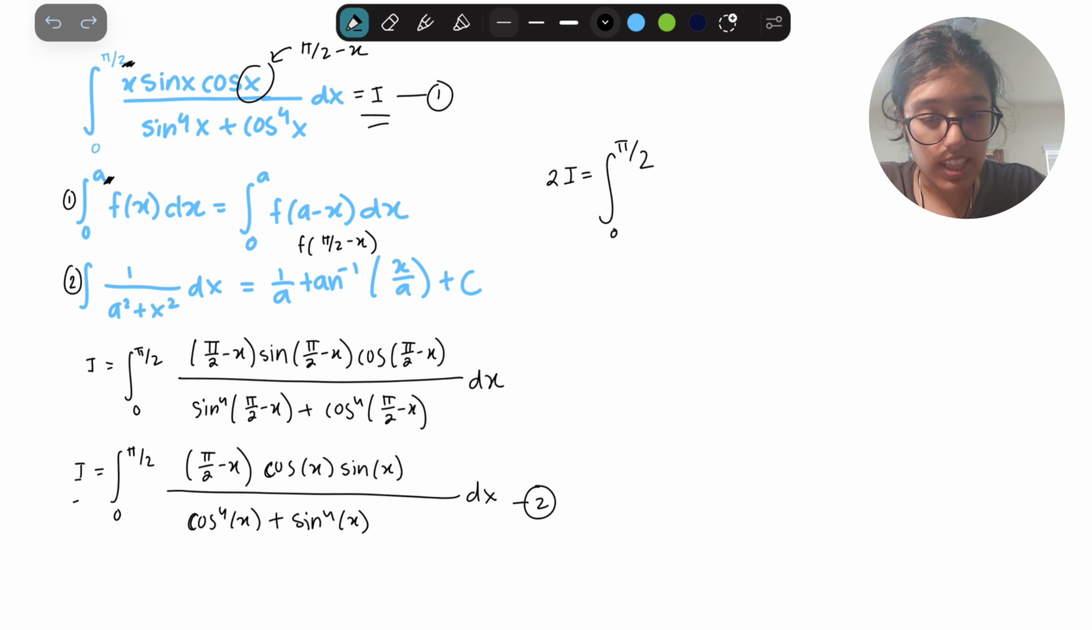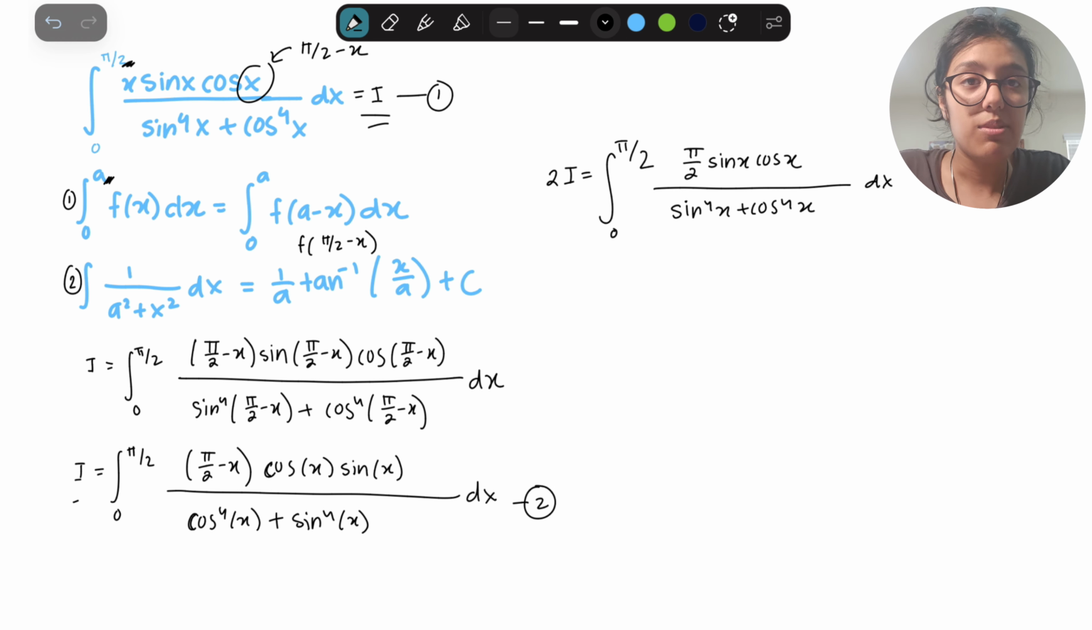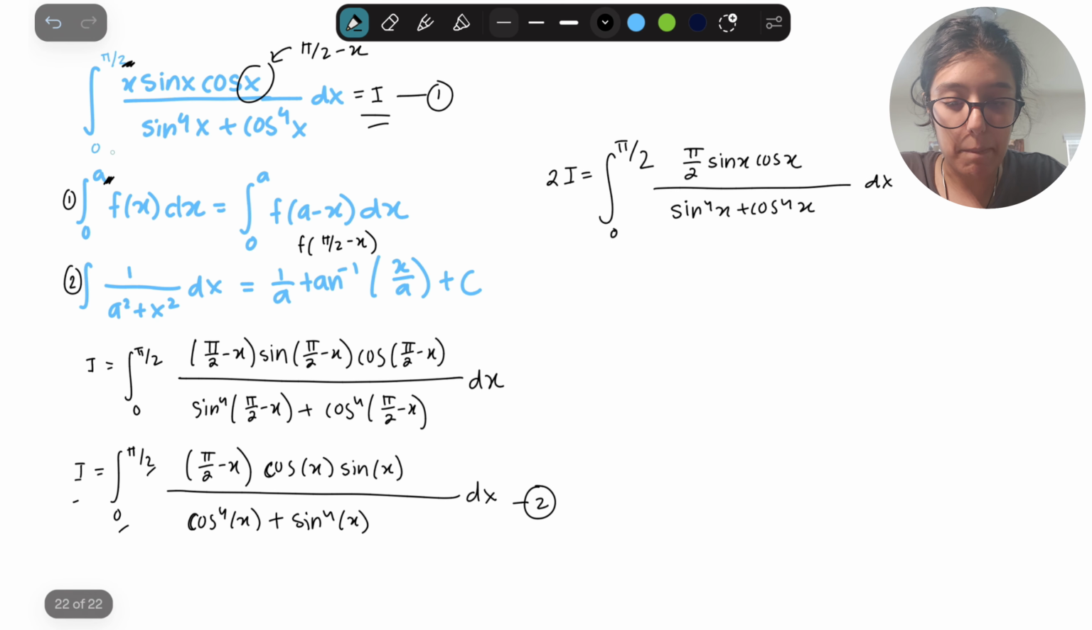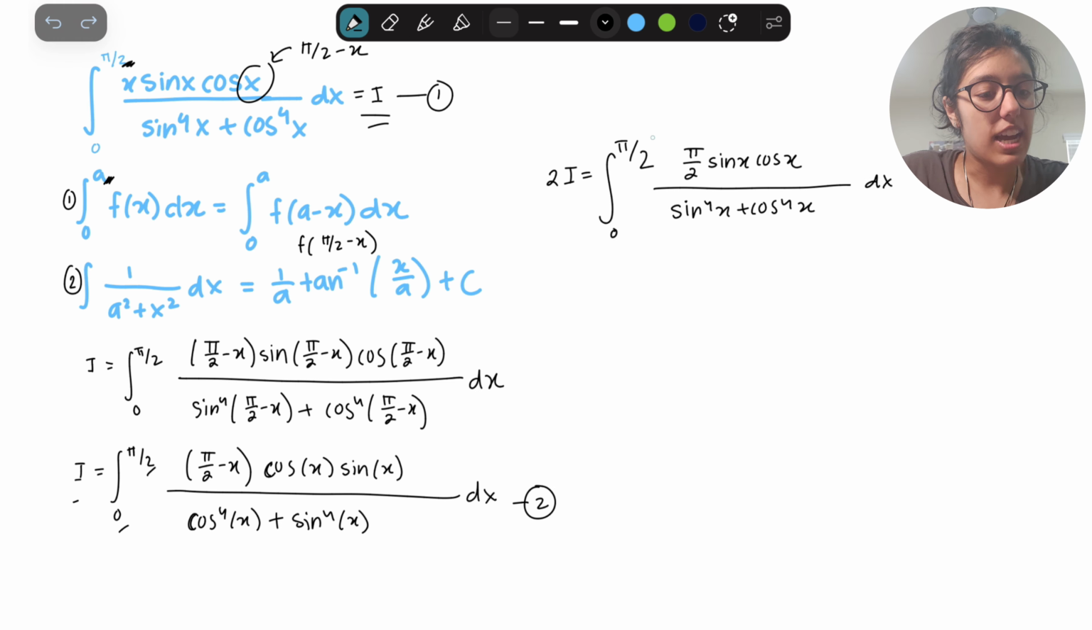Once I do, that simplifies to a pretty neat integral. The reason I could do this so easily is because they already had the same common denominator, so I just needed to add the numerators, and they also had the same bounds, the same lower bound and the same upper bound. Now, in order to simplify this, I'm going to take the pi over 2 outside the integral.